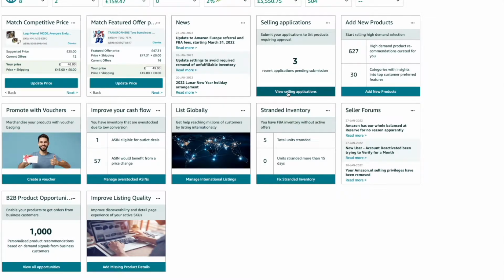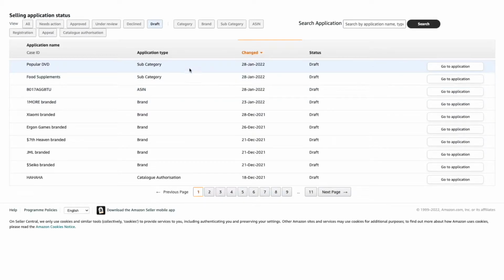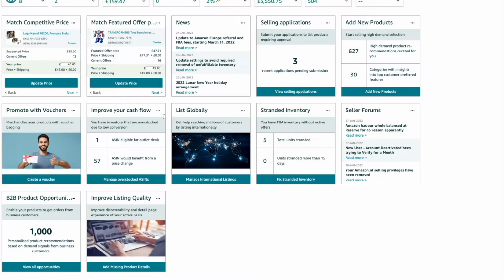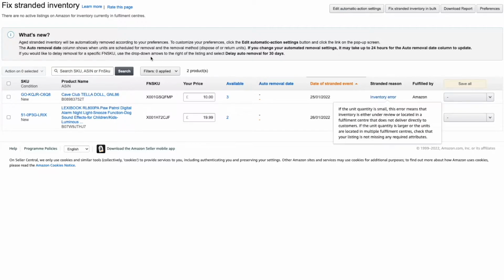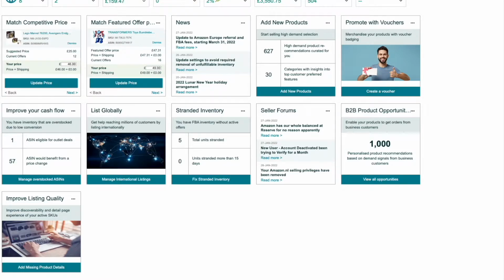So, view selling applications. Say I applied for a category. At the moment I'm trying to get ungated for DVDs, which unfortunately isn't possible, but that's how you see all the information here. If there's any stranded inventory, you can fix it here, and it means you need to do something. At this moment these two have been picked up as stranded inventory because there was a price change, and unfortunately it seems I priced them too high.